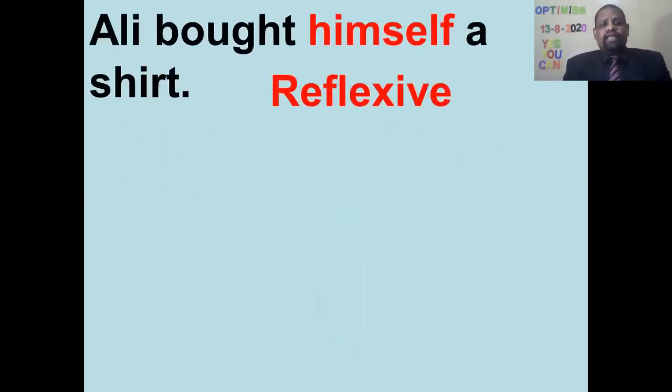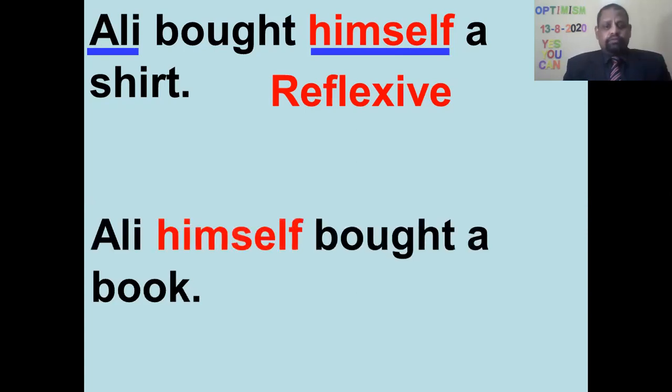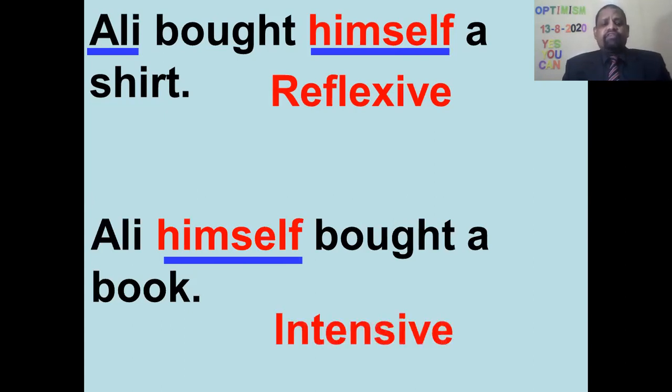Now we need to read this sentence. Ali bought himself a shirt. Himself. Ali bought Ali a shirt. We cannot use the same noun, Ali bought Ali. So we need a reflexive pronoun to reflect back to Ali. This is called a reflexive pronoun. That's good. Ali himself bought a shirt, or Ali bought a shirt himself. This is called an intensive pronoun. Why do we use the intensive pronoun? You will discover this in today's lesson. This is called intensive, and the first sentence is reflexive.